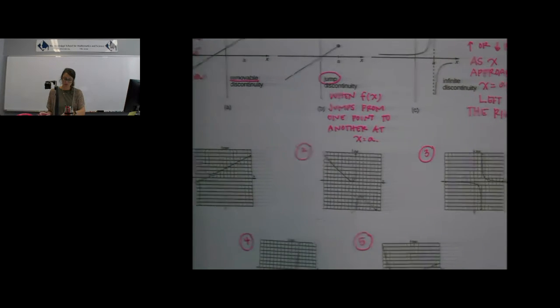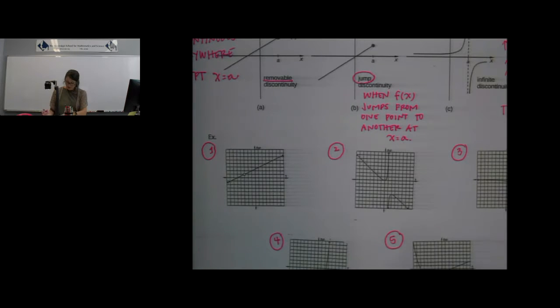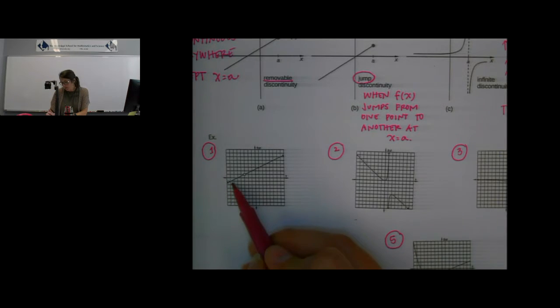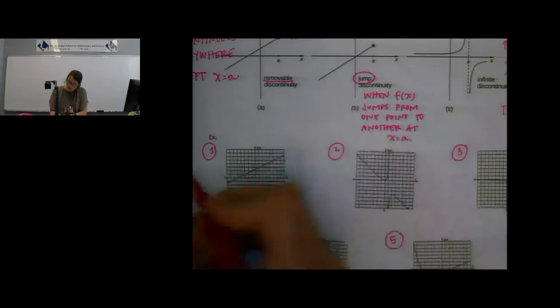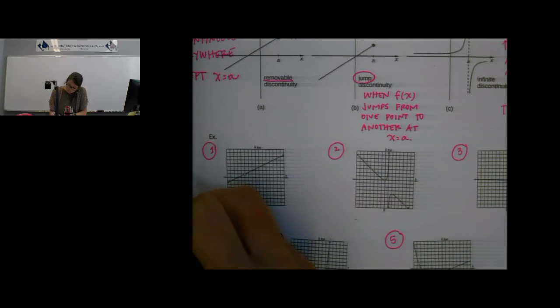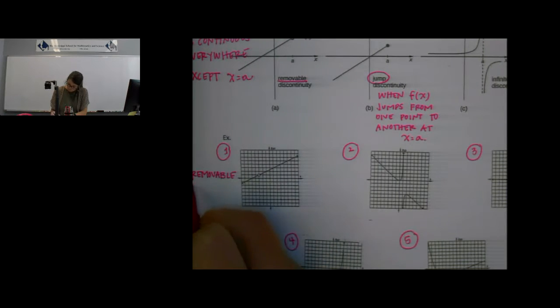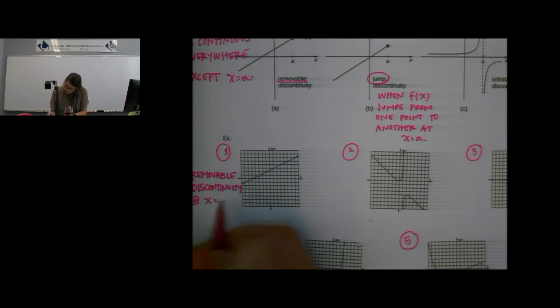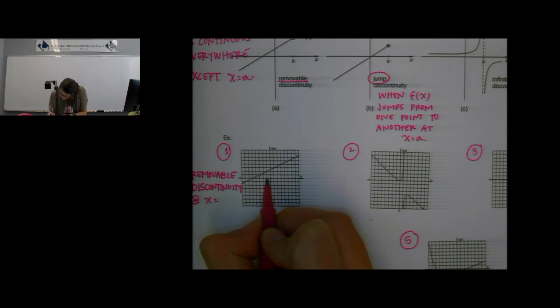Okay, so let's look at number 1 here. So, is this, oh, there's a hole there and I'm going to continue. So this is a removable discontinuity at x equals negative 3.